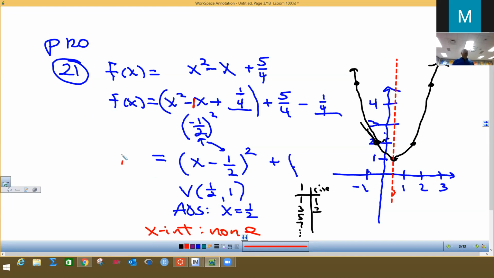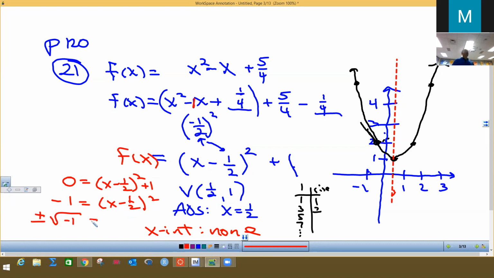Another way you can find that is, you remember up here, this is f of x equals this thing. You can put 0 in here and solve this thing for x. So if you subtract 1 over, you get -1 equals (x - 1/2) squared. Then when you square root both sides, you get this. Well, as soon as I see this, that's Mr. Downing's friend. They're imaginary. That tells me there's no x-intercepts.